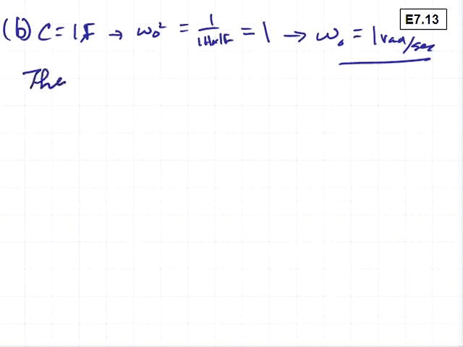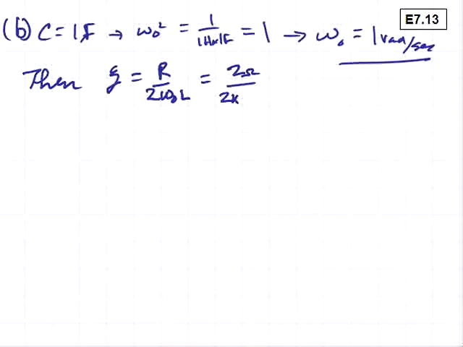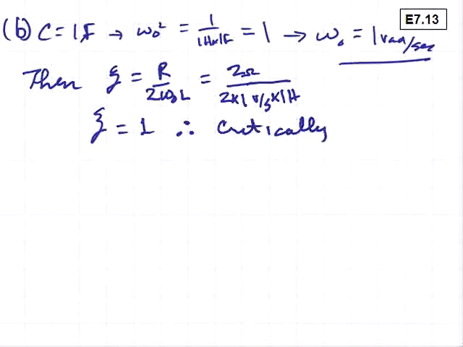Then we can calculate the zeta value for this circuit. We have that it is equal to R divided by 2 omega naught L. This is equal to 2 ohms divided by 2 times 1 radian per second times 1 Henry, or the zeta is equal to unity in this case, and therefore the circuit is critically damped.